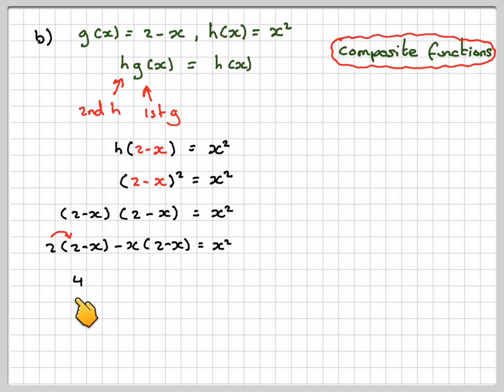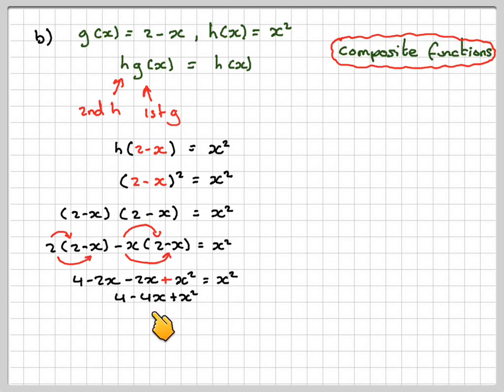So 2 times 2 is 4. 2 times minus x is minus 2x. Minus x times 2 is minus 2x. And then minus x times minus x is plus x squared. And we've got another x squared on the other side. Collecting up these two terms here, minus 2x and minus 2x makes minus 4x. So we get 4 minus 4x plus x squared is equal to x squared.